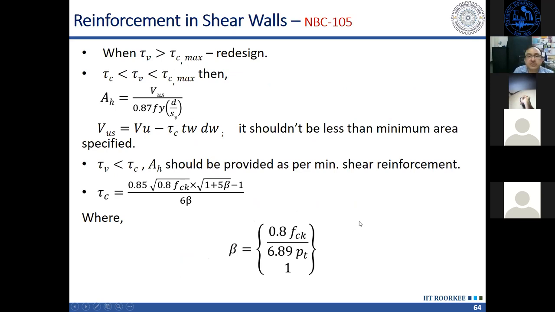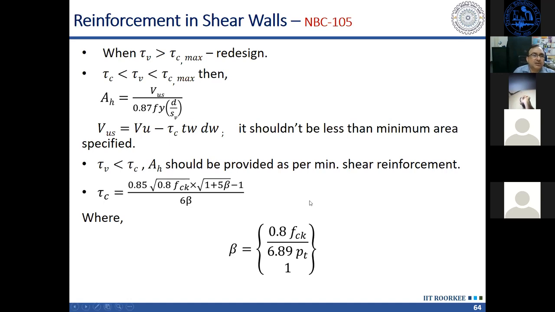And shear reinforcement in a shear wall is provided in the horizontal direction. So a typical rectangular shear wall will have vertical reinforcement as well as horizontal reinforcement. Horizontal reinforcement will resist shear, but the shear crack is at 45 degrees. So shear is resisted not only by horizontal reinforcement, but by vertical reinforcement also. So vertical reinforcement will be governed by shear as well as flexure, whichever requires higher reinforcement. Horizontal reinforcement will be governed by shear force only.